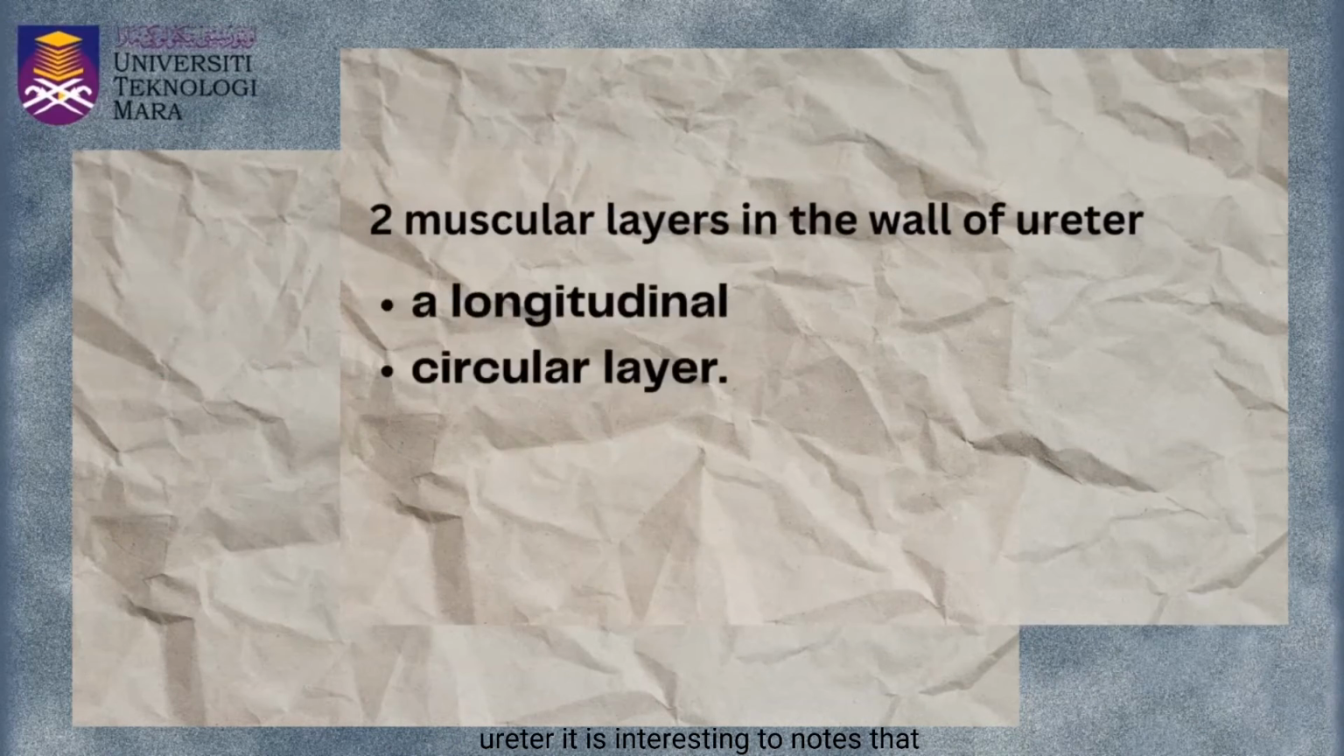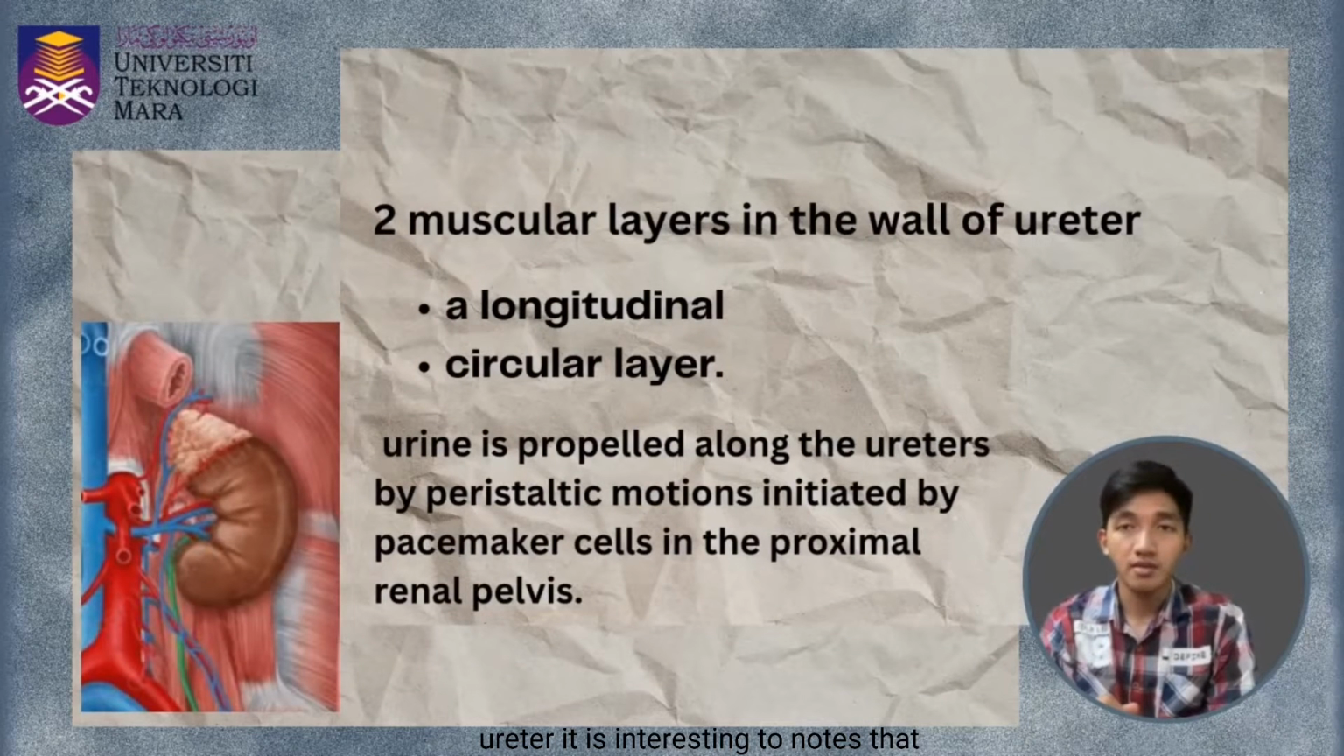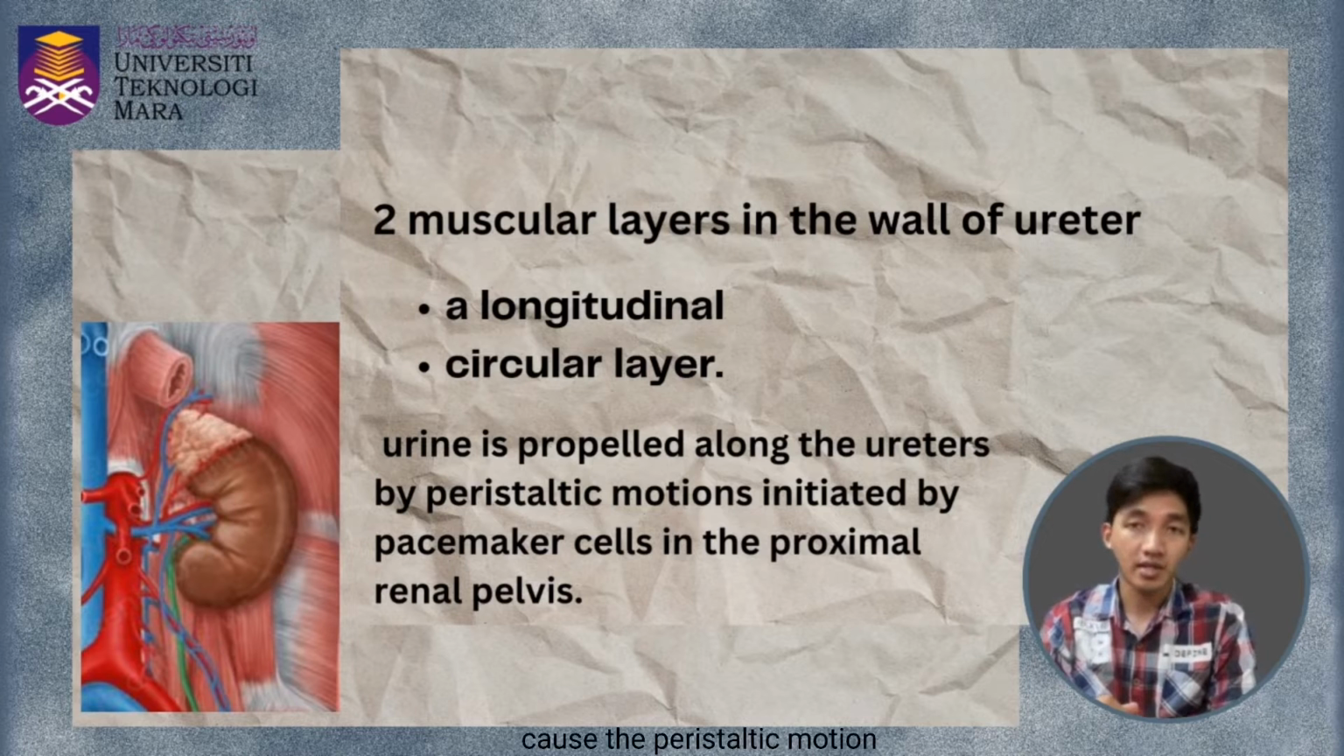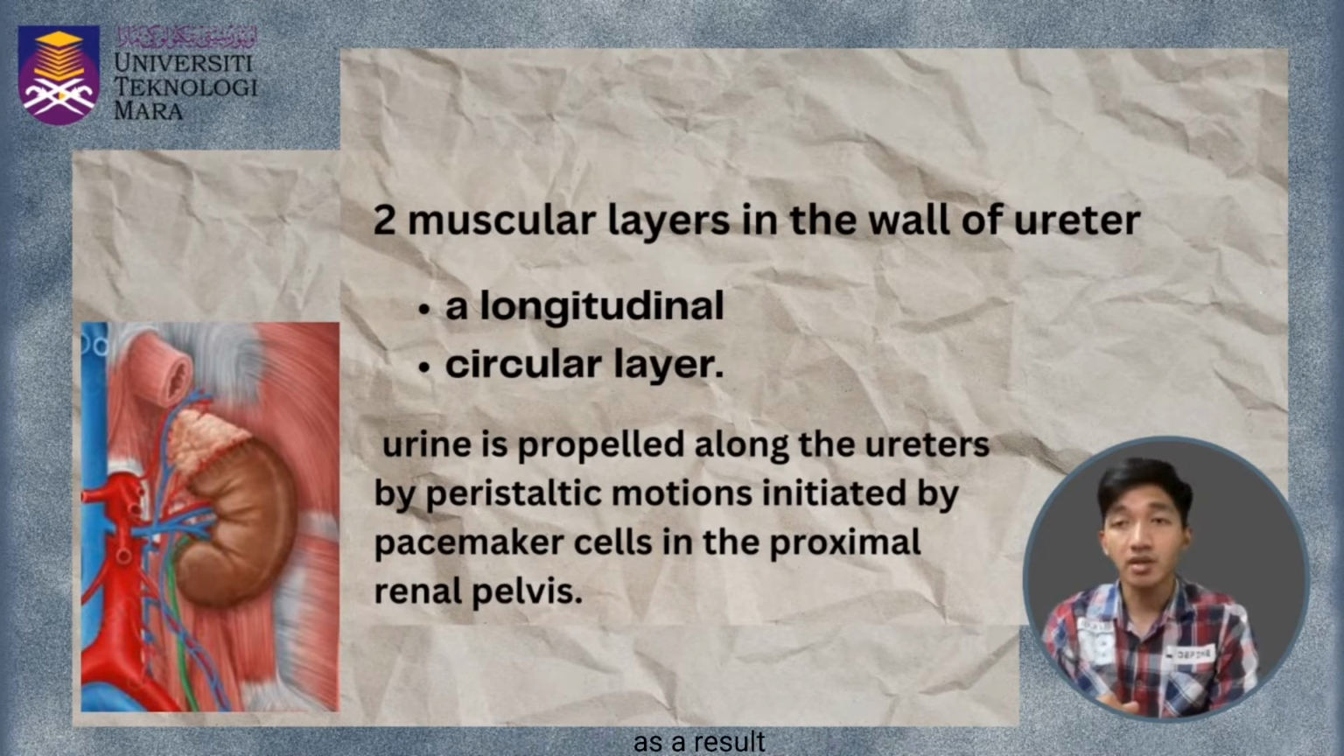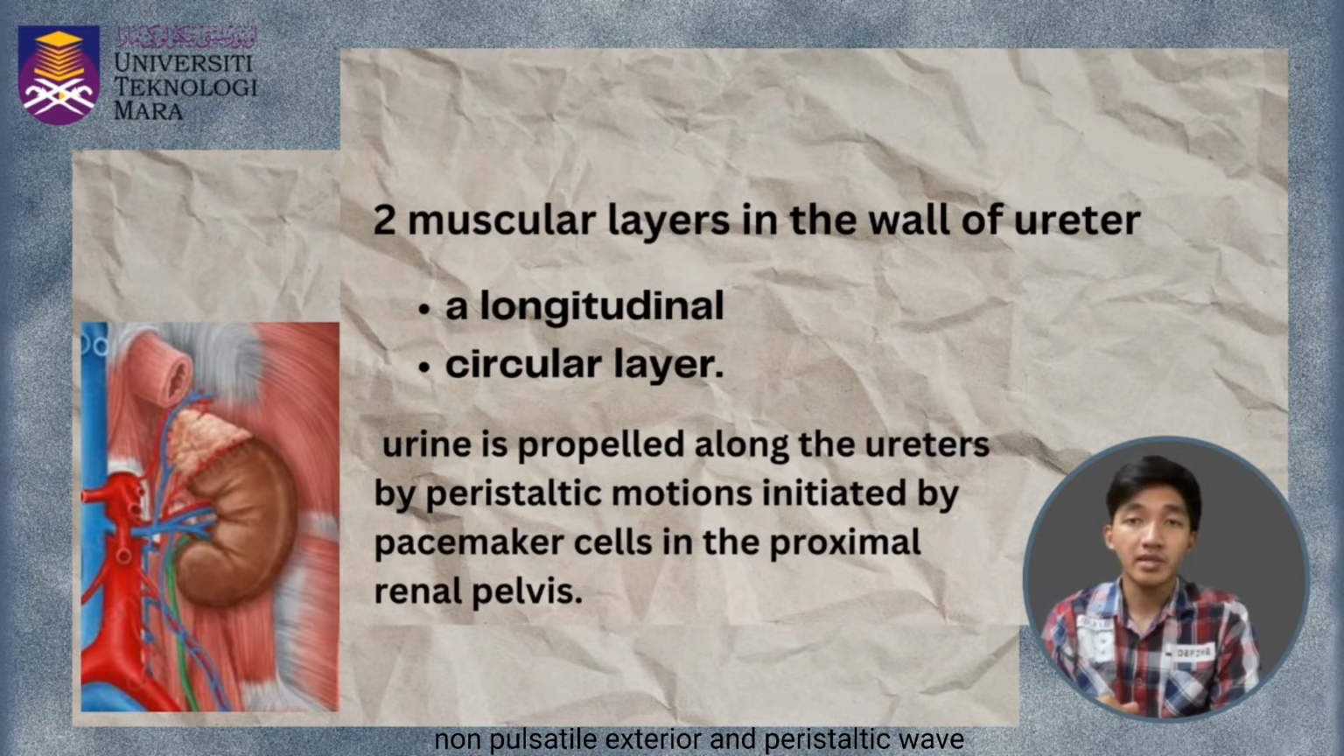It is interesting to note that pacemaker cells in the proximal renal pelvis cause the peristaltic motion that propels urine along the ureters. As a result, we can distinguish between blood vessels and ureters in vivo because ureters have a whitish, non-pulsatile exterior and peristaltic waves.